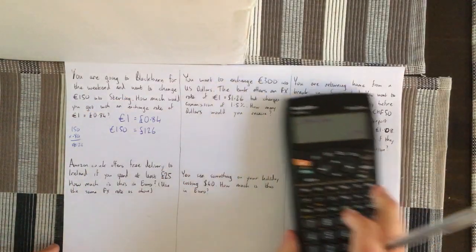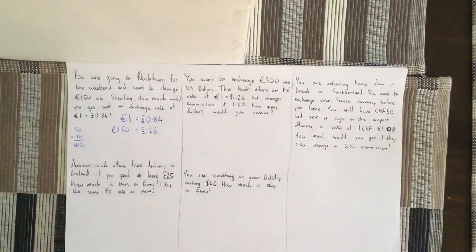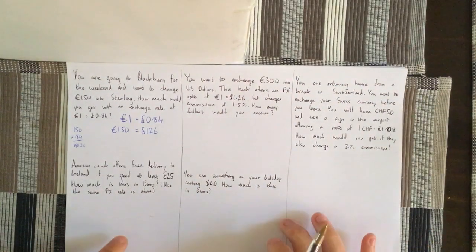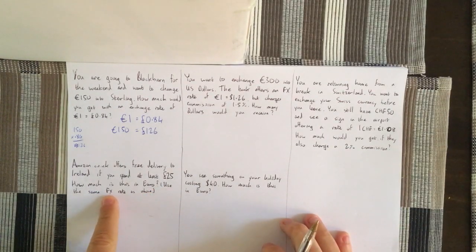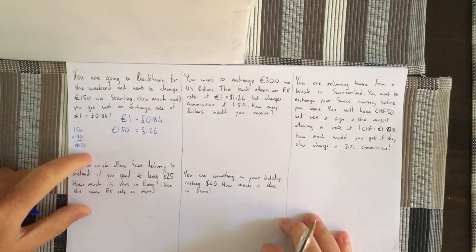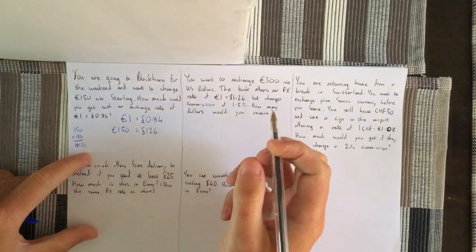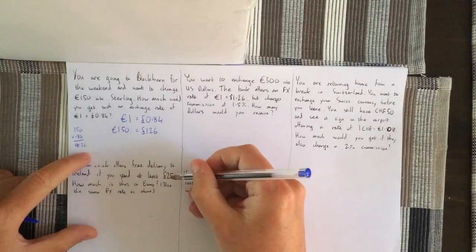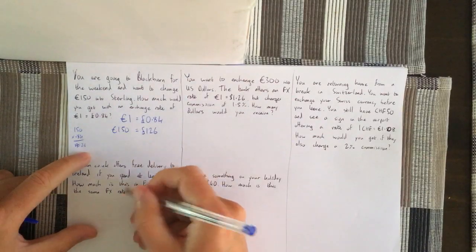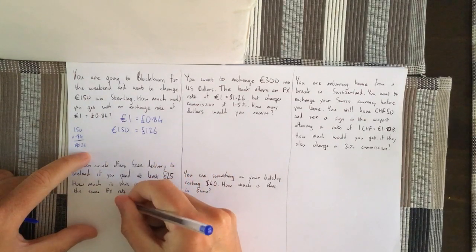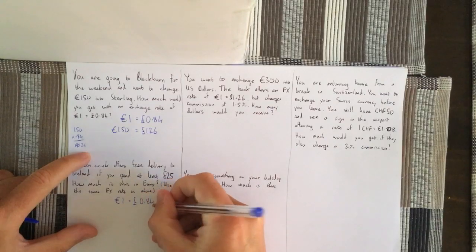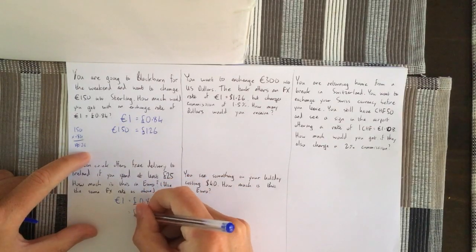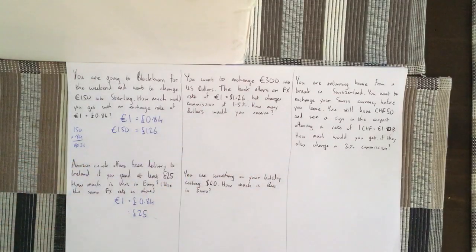Next one then. So Amazon.co.uk offers free delivery to Ireland if you spend at least £25. How much is this in euro? And use the same FX foreign exchange rate as above. So you're looking to find out what's £25 in euro. So it's using the same exchange rate. €1 is equal to 84p. And I'm looking to find out what's £25 in euro.